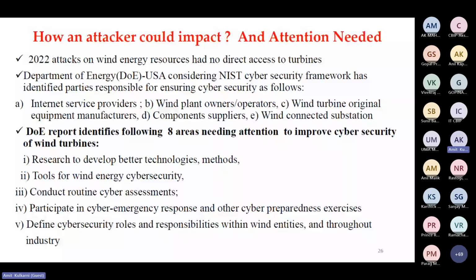So they have identified 8 areas which need to be improved as far as cybersecurity is concerned. Research to develop better technologies and tools for wind energy cybersecurity, conduct routine cyber assessments, define cybersecurity roles and responsibilities within wind entities and throughout the industry and supply chain. What should be the cyber emergency response and preparedness that needs to be done, with exercises. Develop robust, consistent cybersecurity programs at wind facilities. Develop cybersecurity standards for wind technologies.